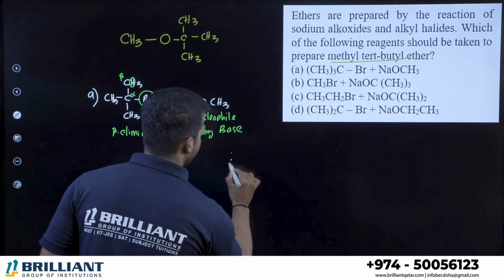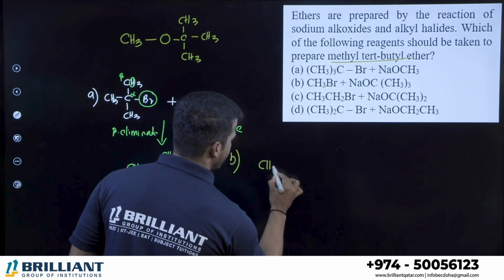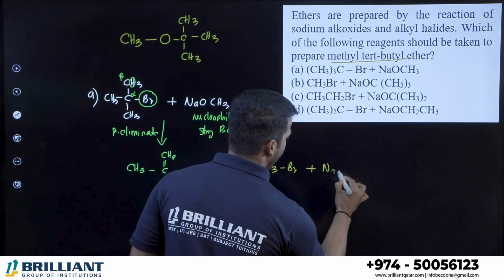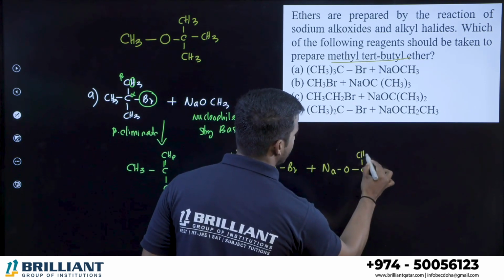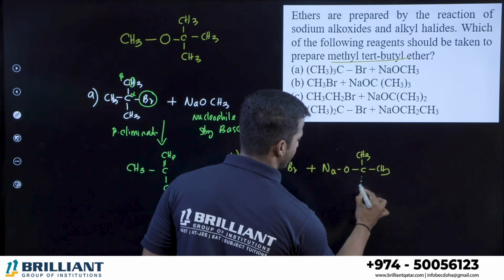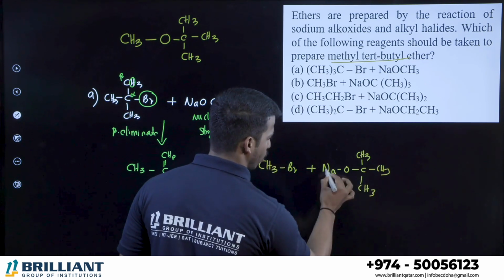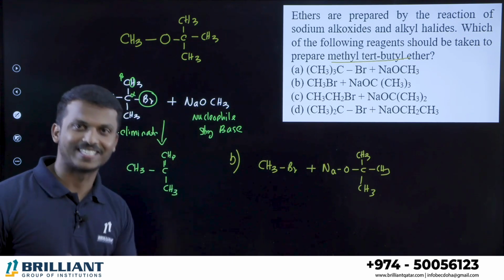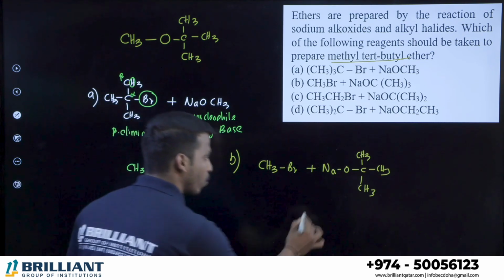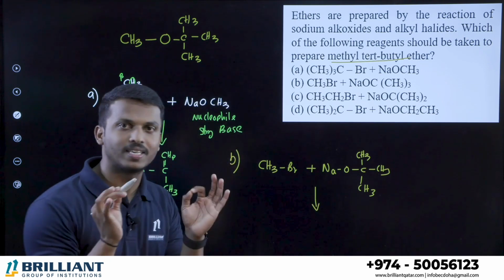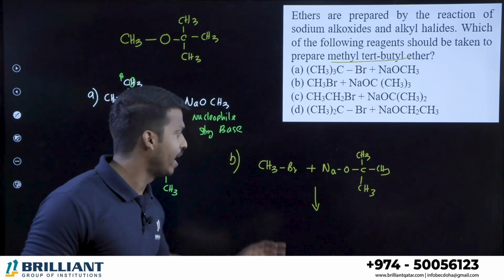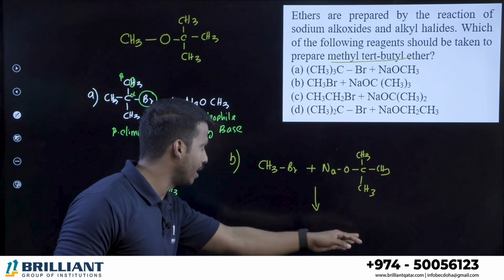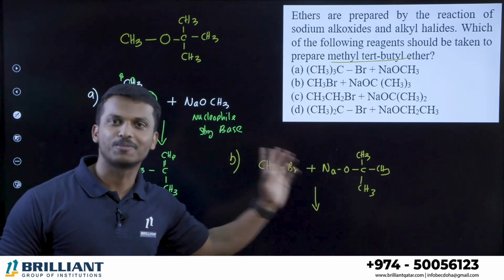What about B? B compound: CH3Br, a haloalkane, with sodium tert-butoxide, NaOC(CH3)3. Here it is possible? Yes. As I told you, what is Williamson synthesis? A haloalkane reacting with the sodium alkoxide, NaBr eliminated, and the remaining parts club together. Here it is possible. Why?